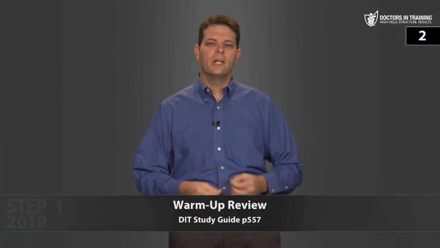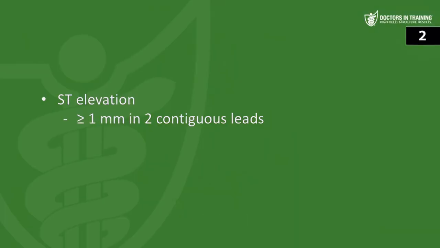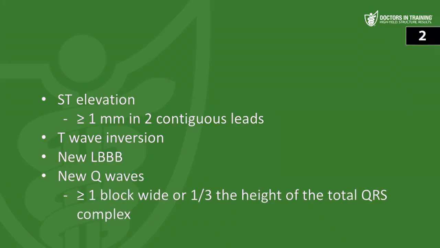Next, what are the major ECG changes seen with a myocardial infarction? You can see ST segment elevation of at least 1 millimeter in 2 contiguous leads. You can see T-wave inversion. You can have a new left bundle branch block. You can have new Q waves, so Q waves that are at least 1 block wide or a third of the height of the total QRS complex. But remember, you only see these changes about 50% of the time when a patient's having an MI. So just because the ECG is normal doesn't mean you can rule out an MI.